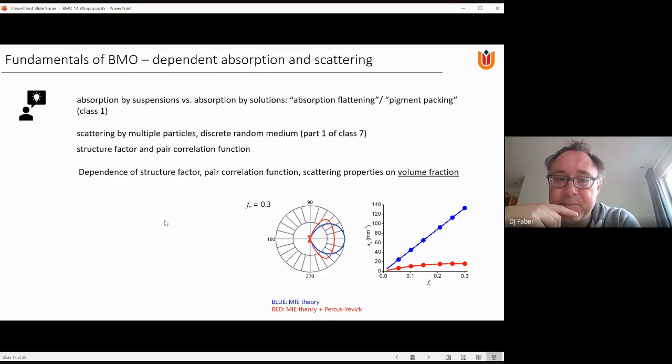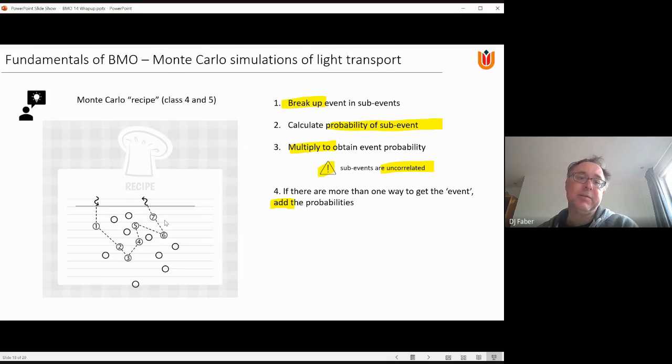I've tried to indicate as much as possible in these slides where we actually discuss this. Okay. Well, Monte Carlo, there's a couple of things that I want you to know. The first is really the basic recipe, the basic principle.